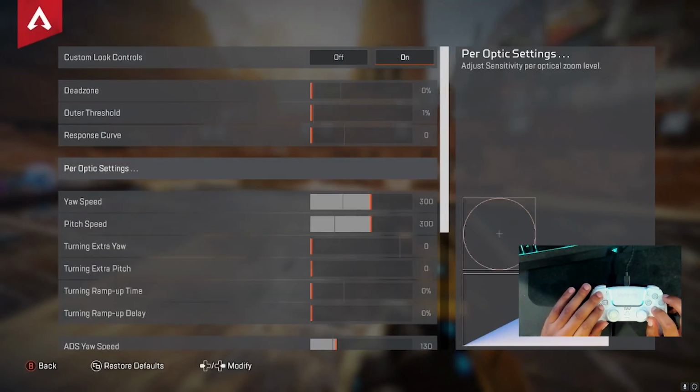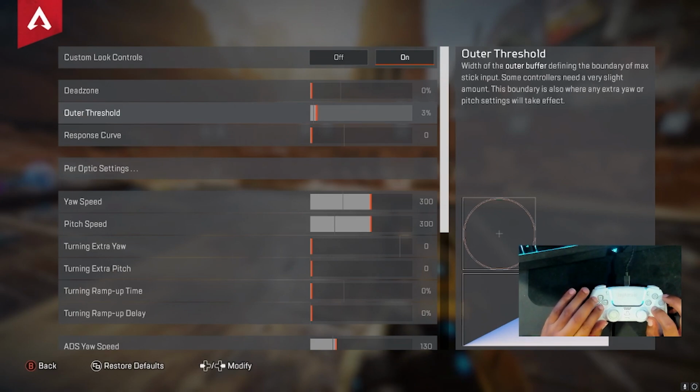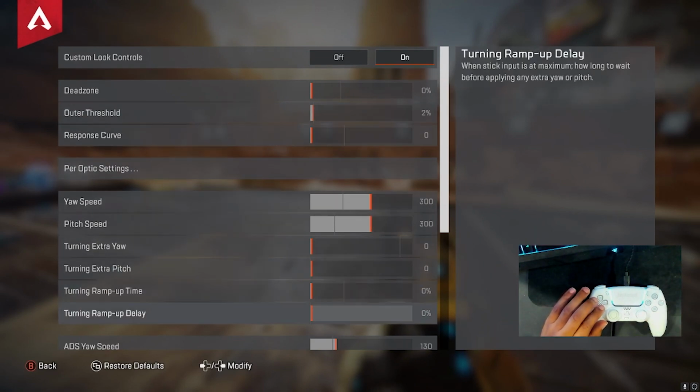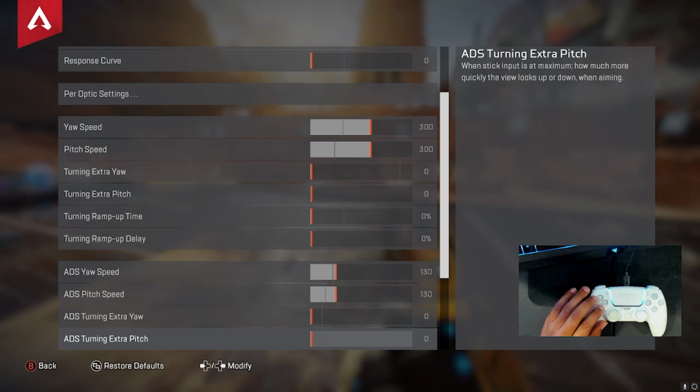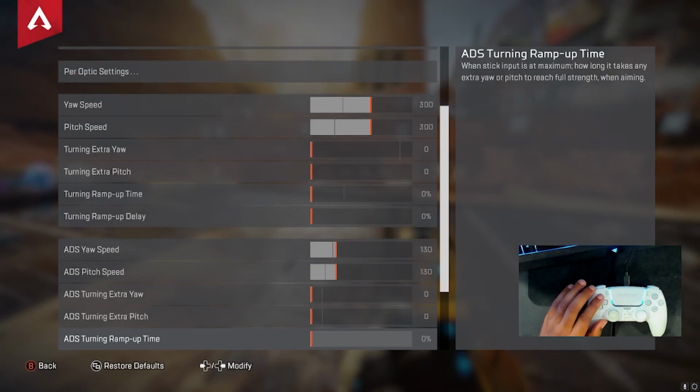Here are mine. If you want to copy it, you can go at 2%. Like I said, the outer threshold doesn't really matter, but here are mine. They're very simple. Now the dead zone, once again, it's really all up to you.